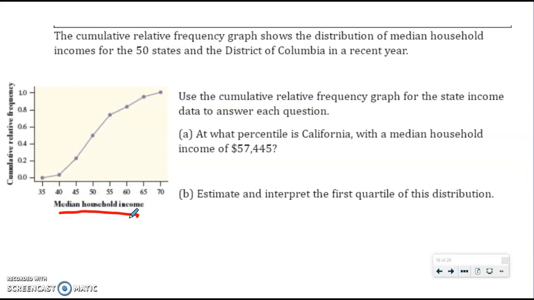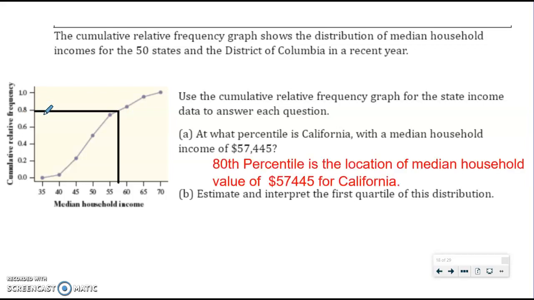I'm going to draw a little line or a box, estimating that 57 is about here, in between 55 and 60. I'm going to go vertically straight up and then straight across, and what I find is that $57,445 is about equivalent to the 80th percentile. This value on the vertical axis tells me the percentile rank. So California's median household income of $57,445 is at about the 80th percentile.